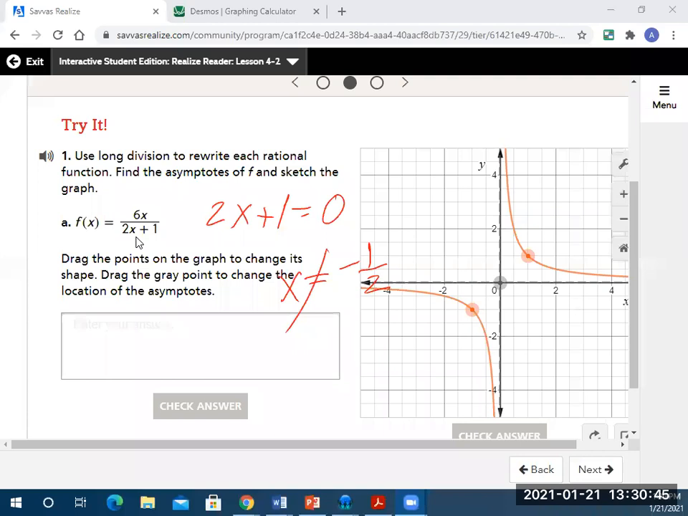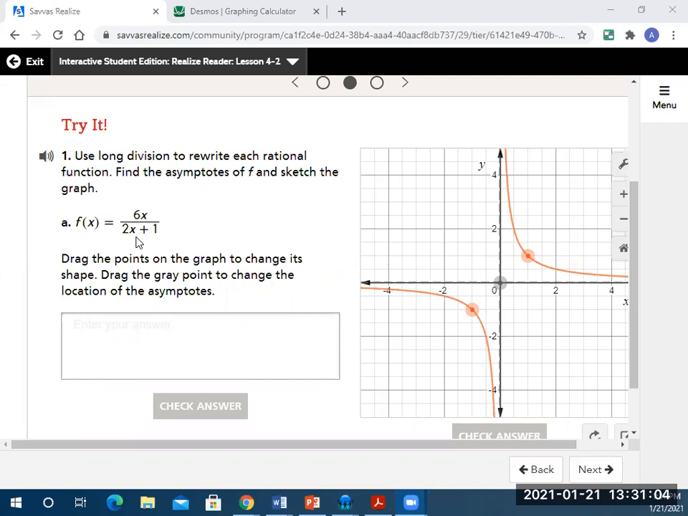All right, so did you guys figure out the domain and the range? Oh wait, we already talked about that. Sorry, did you guys figure out the asymptotes? What are the asymptotes? Yeah, x equals -1/2 and y equals 3, right?